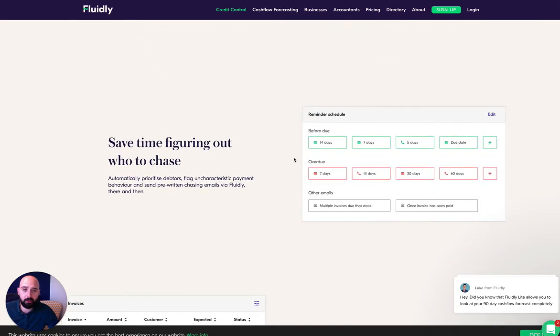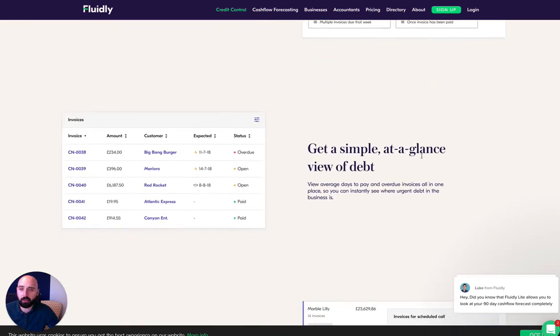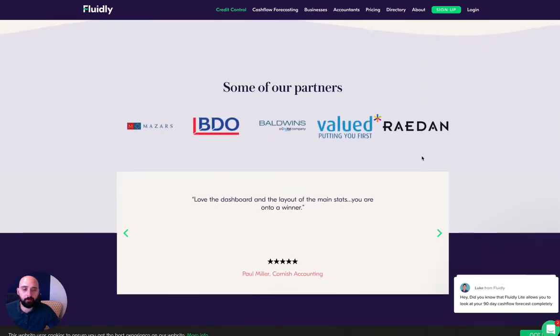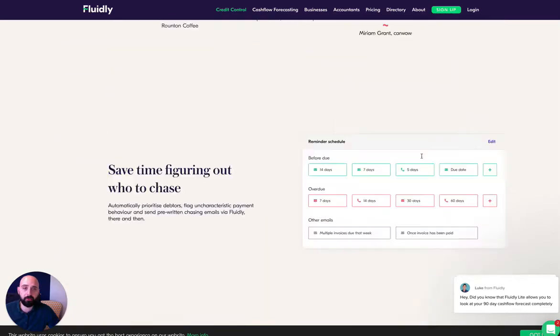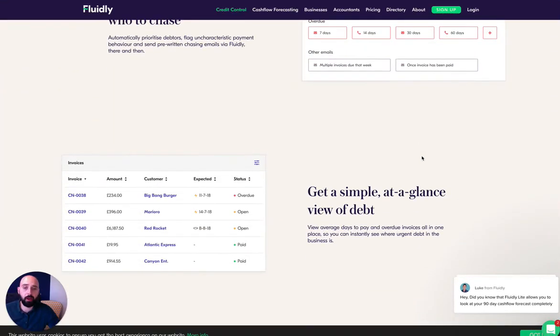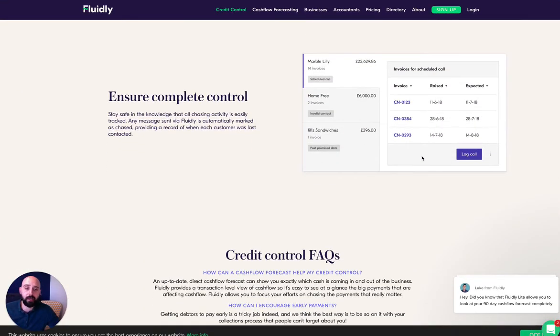So here's some details. The more sophisticated features, if you pay for it, it can do debtor chasing, but I don't recommend Fluidly for that. I recommend Chaser, which I'll talk about later on. But it gives you a graph of your cash flow, essentially. And what you want is your cash flow to be going up. You want the graph to be going up and not down, and you haven't got any nasty surprises. So hopefully that's useful. Give it a go, guys. And any questions, give me a shout.